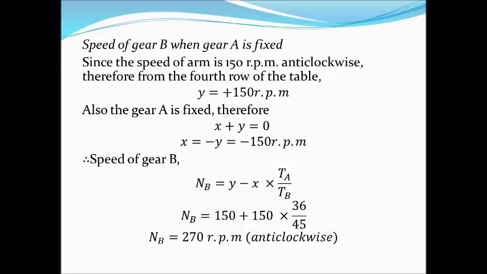The speed of gear B when gear A is fixed. Say the speed of the arm is 150 revolutions per minute anti-clockwise. Therefore, from the fourth row of the table, we know that our y will be plus 150 revolutions per minute. Also, gear A is fixed, and therefore x plus y equals 0. So x will give us minus y, which is minus 150 revolutions per minute. And the speed of gear B from our table, we know that NB is y minus x times TA over TB. Now, substituting all the values, we have that the speed of B when gear A is fixed is 270 revolutions per minute anti-clockwise.